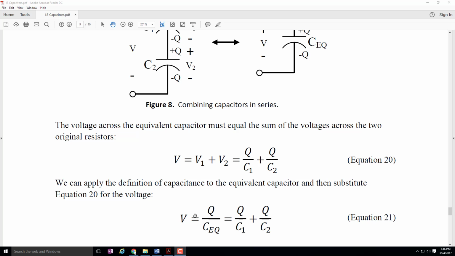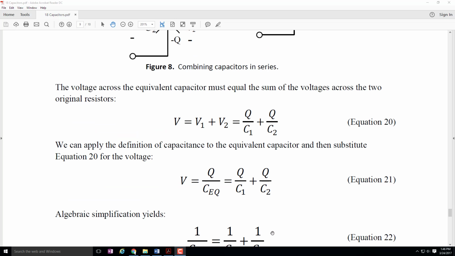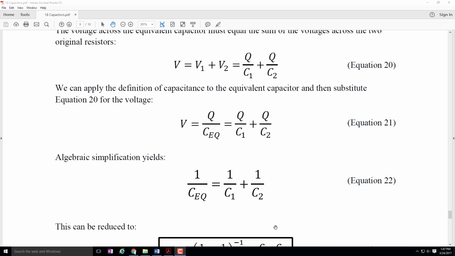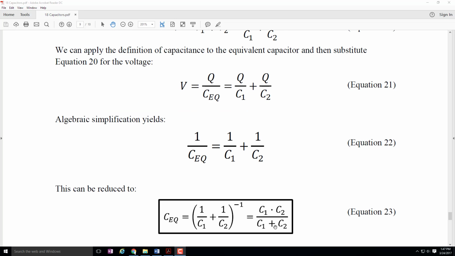So now you can see that if I sort of ignore the V part of this, I have an equation that says Q over C equivalent equals Q over C1 plus Q over C2. I can divide both sides of that equation by Q and get 1 over C equivalent equals 1 over C1 plus 1 over C2. And this is kind of the definition for how resistors in parallel add, but it's how capacitors in series add.